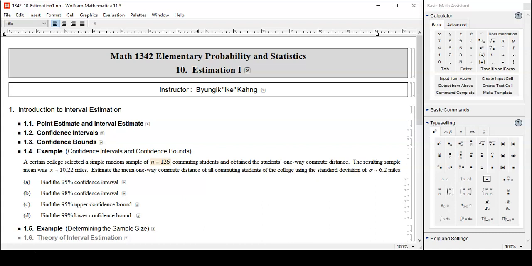For population means, a sample size of 100 or more is typically considered a large sample size, so that we can use the normal approximation. Number 2, we have the population standard deviation of 6.2 miles. Remember, I just used a Greek letter here. Greek letters are population parameters and Roman letters are sample statistics. So this is a population standard deviation.